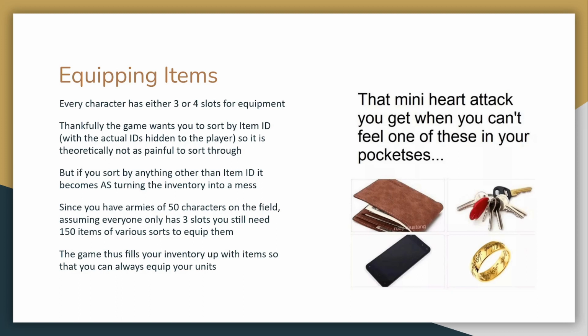And so, if you have a full army of 50 characters on the field, even if somehow you only have units with 3 slots for equipment, you would still need 150 items of various sorts to equip them. Bows, swords, axes, spears, shields, great shields, which are different from shields, and, of course, accessories. Now, the game knows this, and so it will fill your inventory up with tons of all of those equipments, just so that you never had to send a soldier out without it.